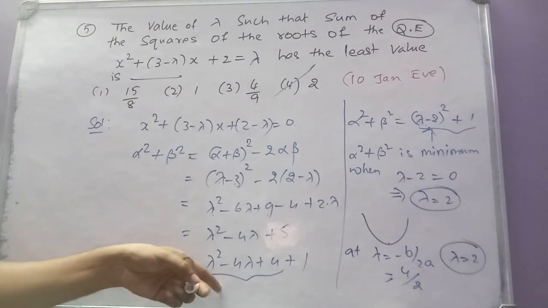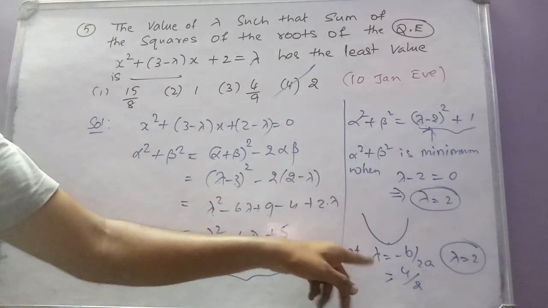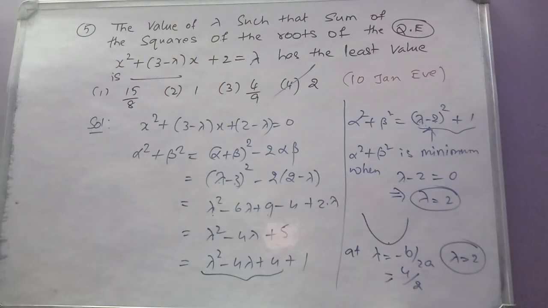So this is another concept that comes under the graph of quadratic expressions and at the same time sign of quadratic expressions. You can find the concept of graph of quadratic expressions in our playlist of quadratic equations. So you can find it like this or like this. The value of lambda is 2.